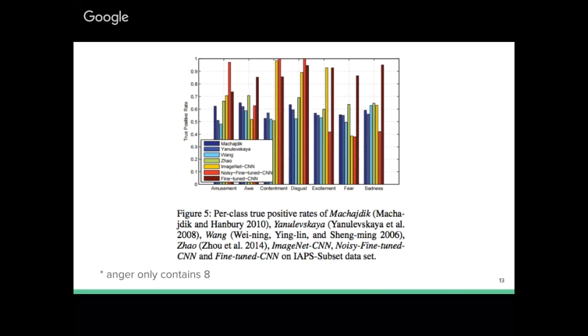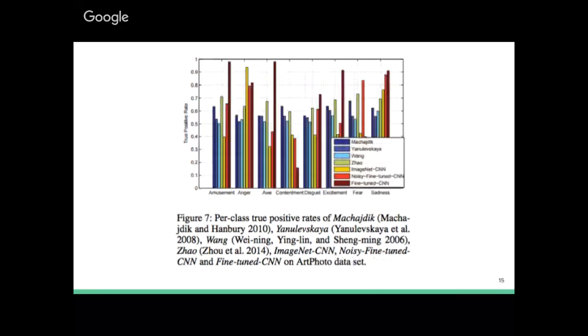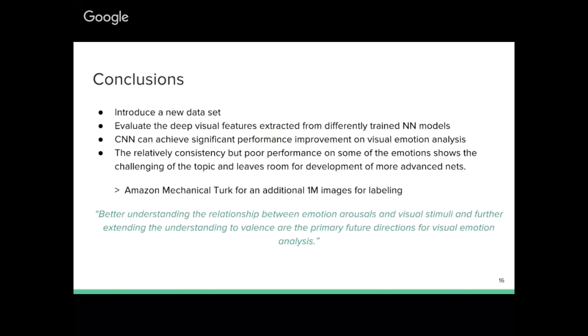The fine-tuned CNN was always better on average. And the conclusion of this paper is that they introduce a new, larger data set. They evaluate how the deep visual features would work for this emotion recognition, and they prove that the CNN can achieve a higher performance compared with the other kinds of features. Based on those results, they conclude that more things can be done by using CNN in this field.